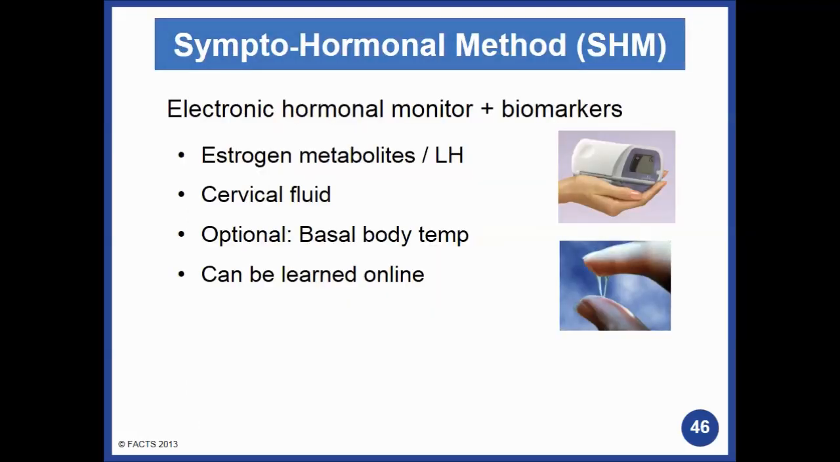Symptohormonal methods, most notably the Marquette model, use an electronic hormonal monitor, the Clearblue Easy monitor, to check daily metabolites of estradiol as well as LH, and also use cervical fluid. Optionally, the patient can assess basal body temperature. This can be taught in a 15-20 minute visit in the office, and the patient can also self-teach online as well as record her charting online.